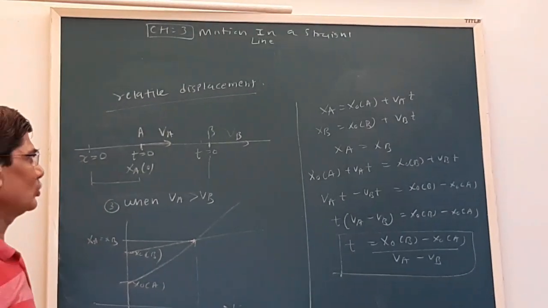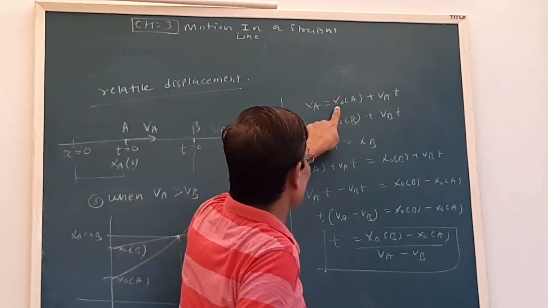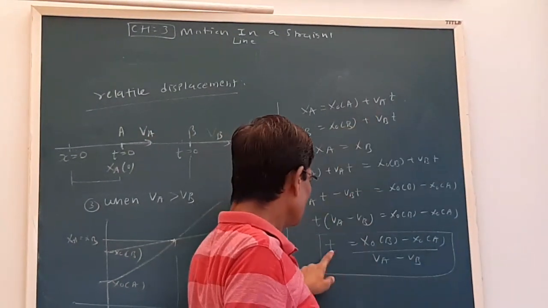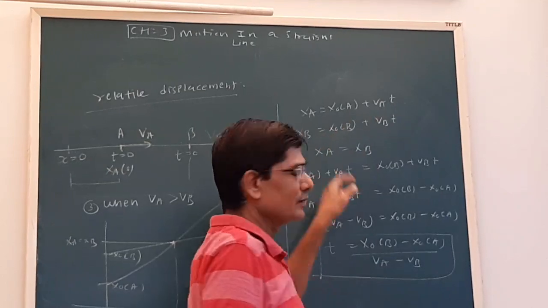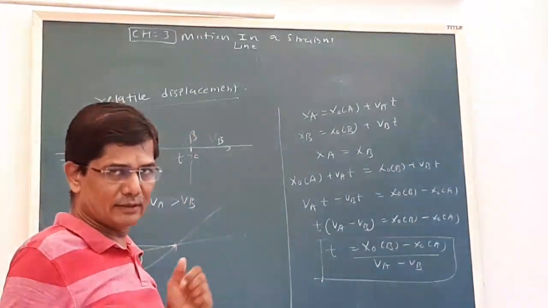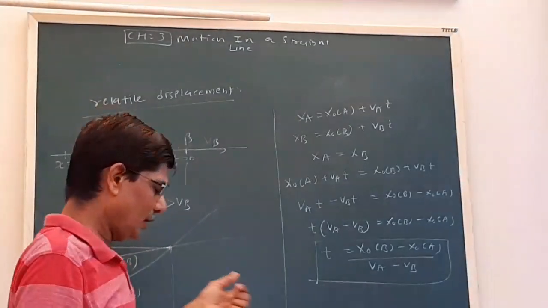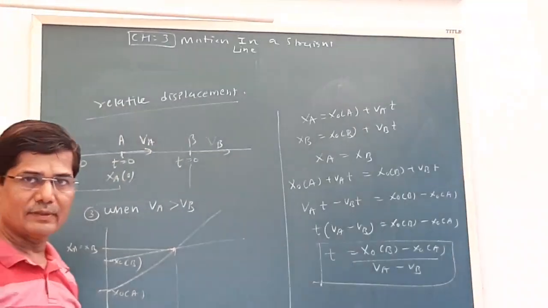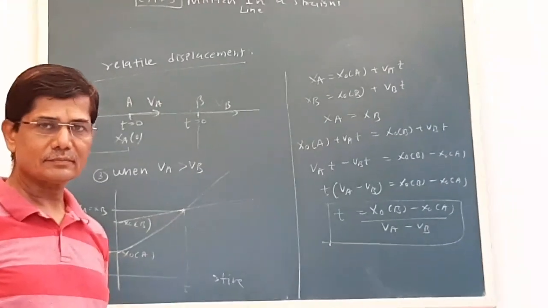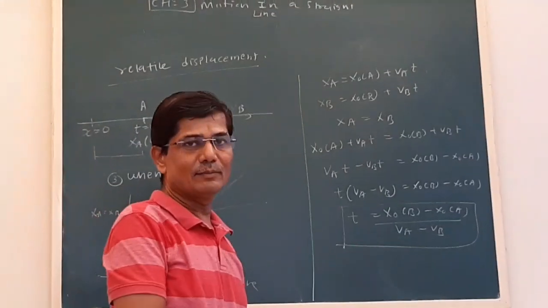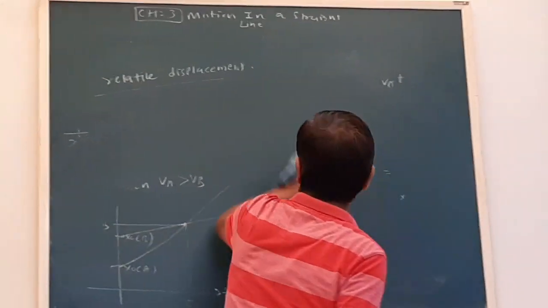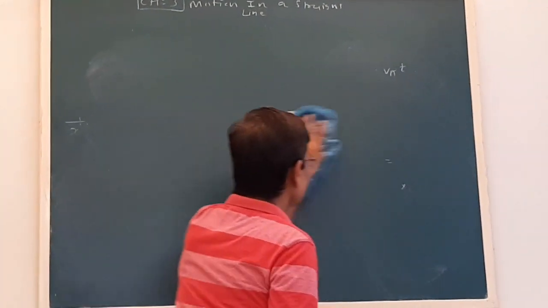And what is the position? Now x0A is known to us, VA is known to us. If I substitute T here or here, we will see that we get the same answer both ways. Both values are the same. So this is about the relative displacement. Our next topic is relative velocity.